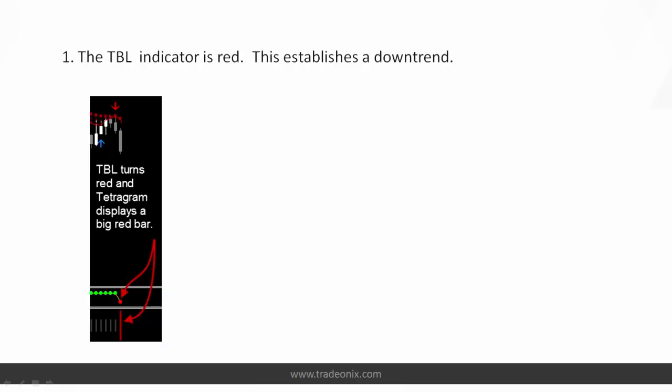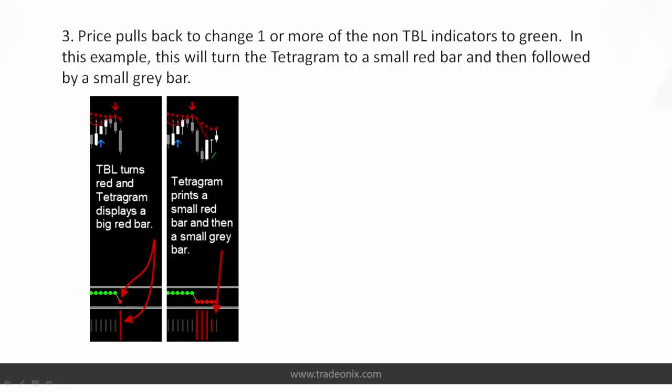The TBL indicator is red. This establishes a downtrend. As soon as this one candle closes, the TBL drops below and turns red. We get a red TBL dot. This establishes that we are now looking to confirm the downtrend. The tetragram prints a big red bar. This validates the downtrend. So on the same candle that initiates the downtrend, we get the big red tetragram bar. This will confirm that the trend is indeed down.